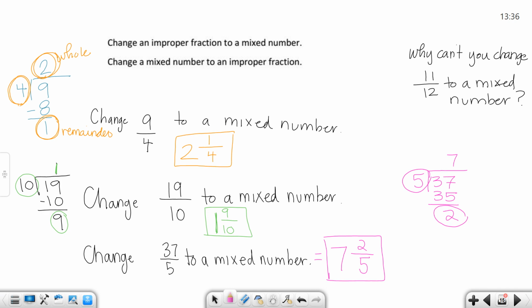Now at the far side, I said, why can't you change 11/12 to a mixed number? My answer to that is because 11 is smaller than 12. So it can't divide into it without getting a 0 with a remainder there. The only time you're going to get a mixed number is if you have an improper fraction, which means if the number on the top is greater. If the number on top is smaller than the 12, it can't have a mixed number.